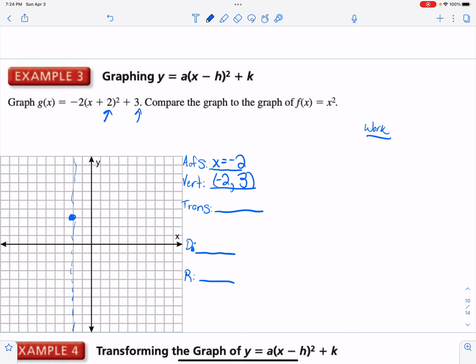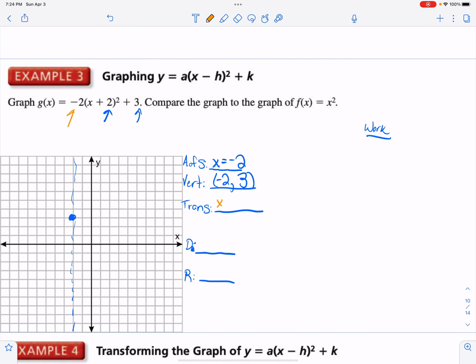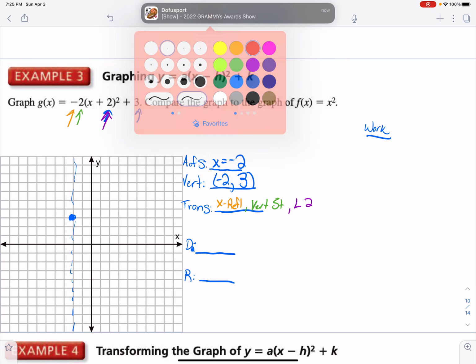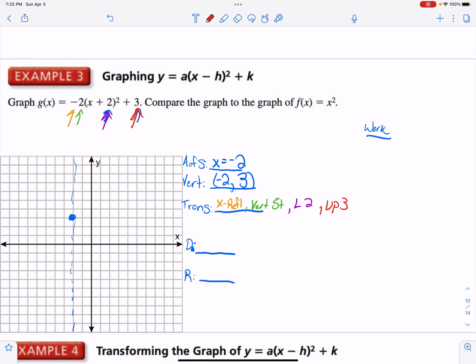Now, here's where I need my transformations. If I look at all these things, and we'll color them down the line, negative sign gives me an x reflection. Okay, let's go green. The 2 gives me a vertical stretch. Okay, the 2 inside will go purple. This 2 right here, moved it left 2. And the 3 on the back end there will go in red. Moved it up 3. So there's a lot of transformations in just this one problem.